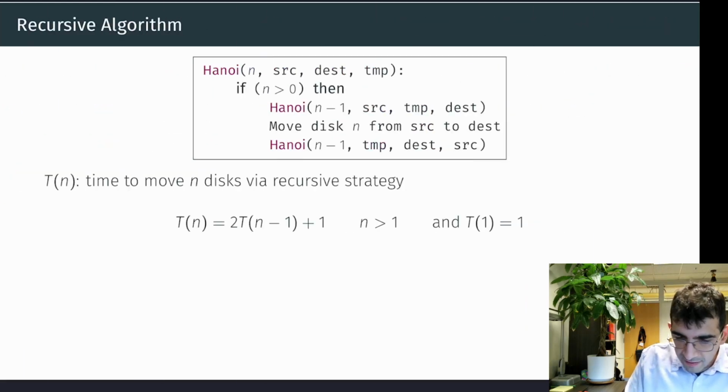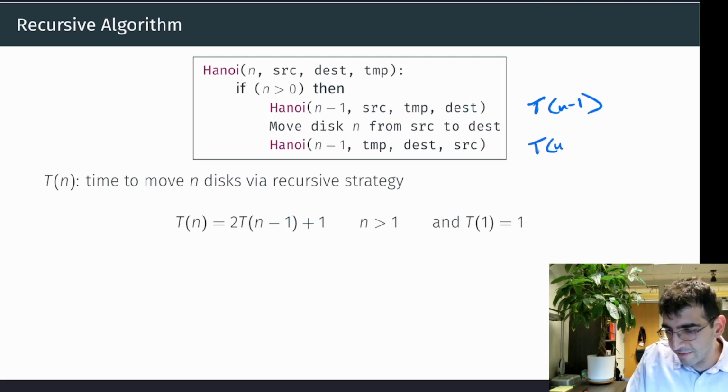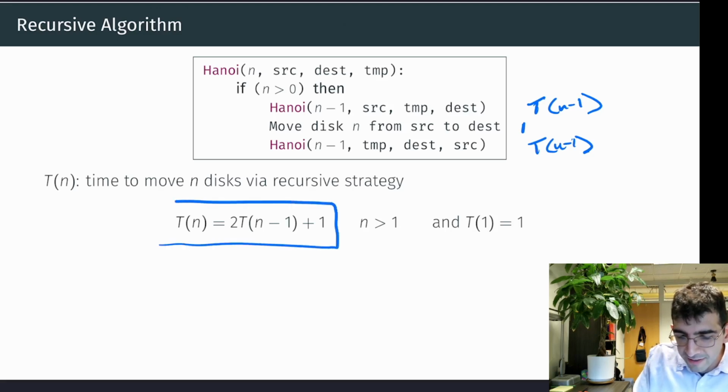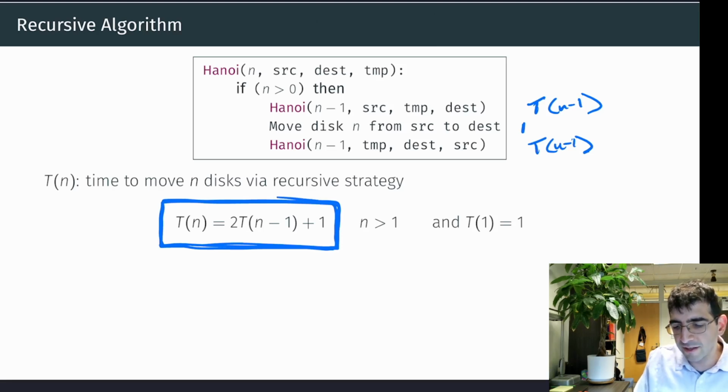Well, this function basically calls two of itself for n-1 disks. This is T(n-1), and this is also T(n-1). And this function does one move. Okay, so we get what's known as a recurrence, described as T(n) equals 2T(n-1) plus 1.